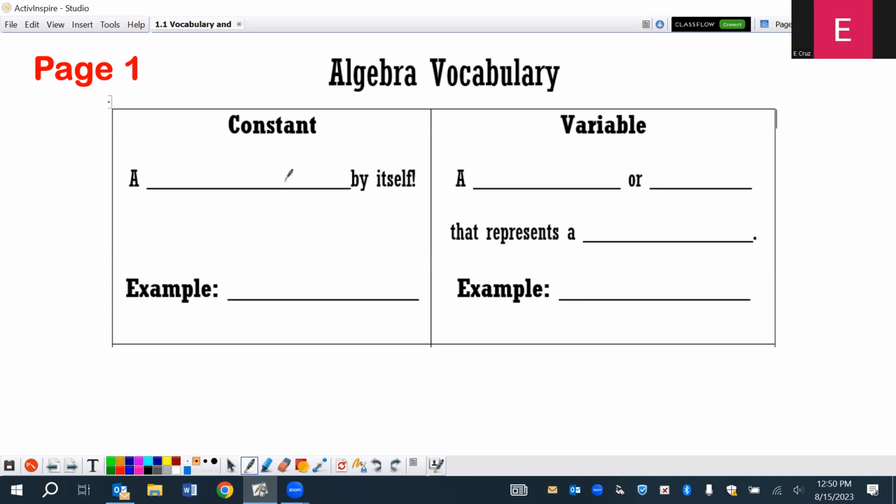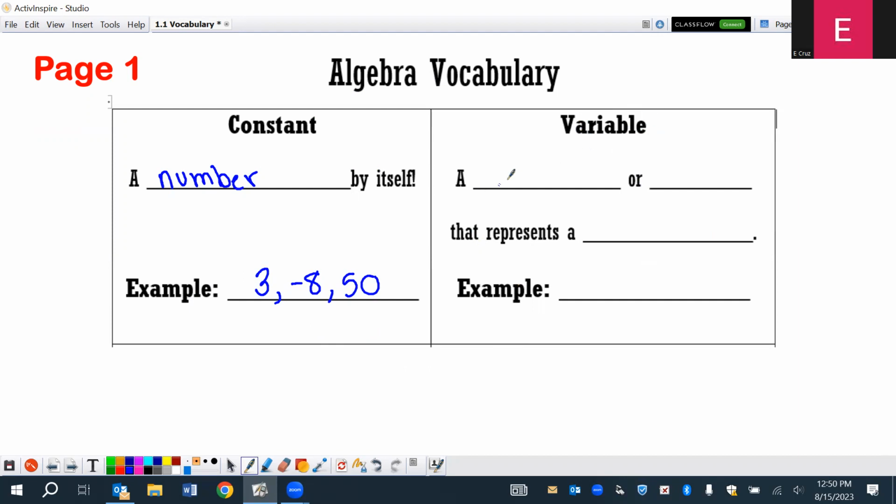First word is constant. I'm going to fill in the blank. A constant is a number by itself. For example, it could be 3, -8, 50. Any number by itself is called a constant.